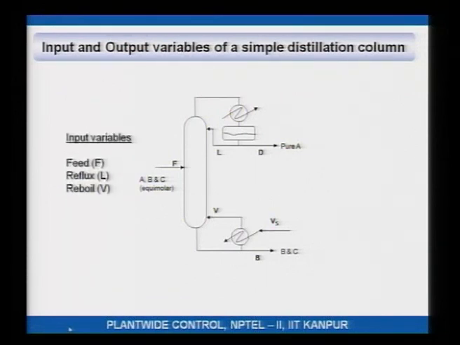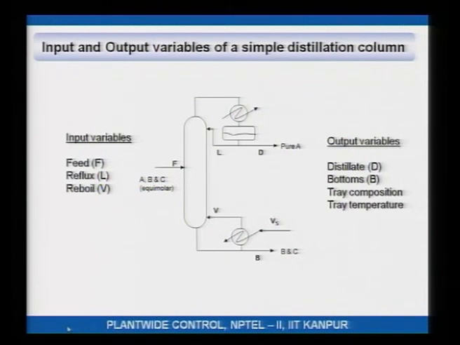the inputs to the column are the feed, the reflux into the column, and the reboil. Alright. And the outputs from the column are, for example, how much distillate is coming out, how much bottoms is coming out, what is the temperature and composition profile inside the column, what is the purity of the distillate, and what is the purity of the bottoms. Okay, so, these are all output variables.